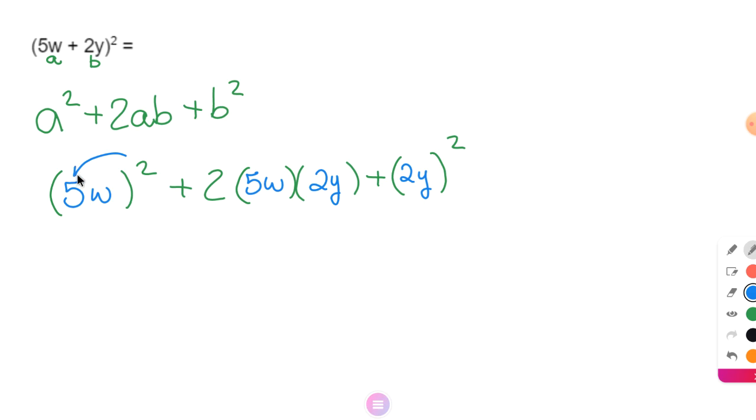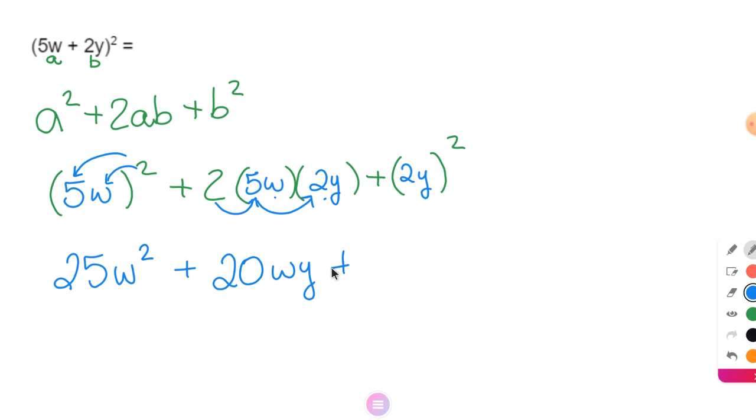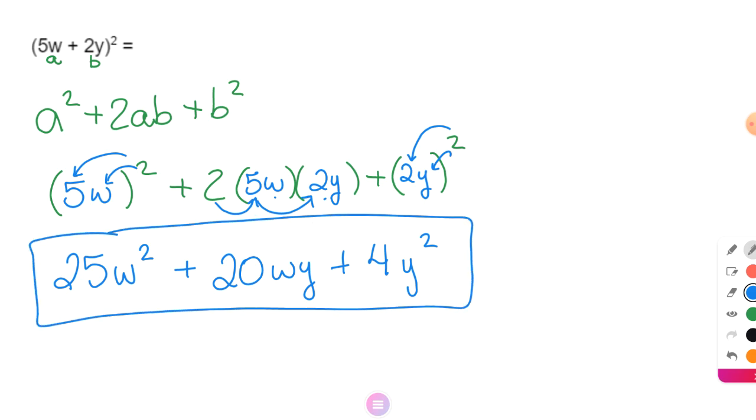Okay, so 5 squared, 5 times 5 is 25, w squared, plus, let's see, numbers, 2 times 5 is 10, 10 times 2 is 20, wy, 2 squared, 2 times 2 is 4, y squared. And you should not have any like terms to combine. And I double check, I do not. We are good. And again, don't like the formula? Make yourself a box.